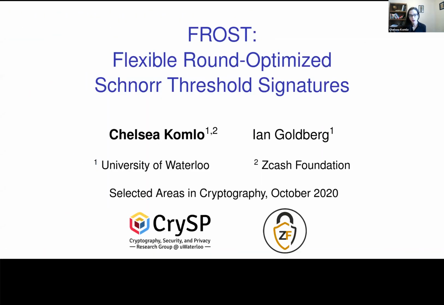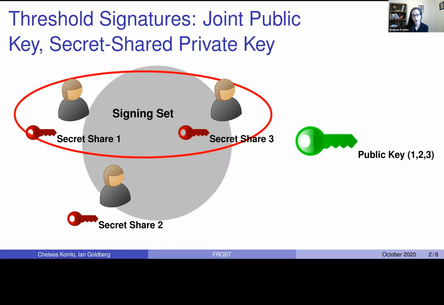All right, so today I'm going to be talking about FROST, and that stands for Flexible Round-Optimized Schnorr Threshold Signatures. And this is joint work with Ian Goldberg, and joint work between CrySP at the University of Waterloo and the Zcash Foundation. So just as a quick recap, what are threshold signatures?